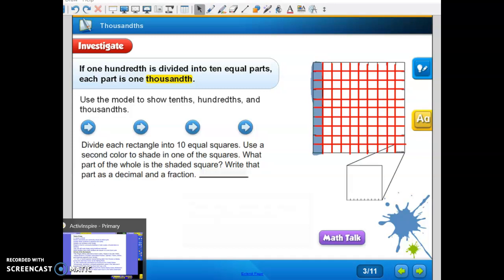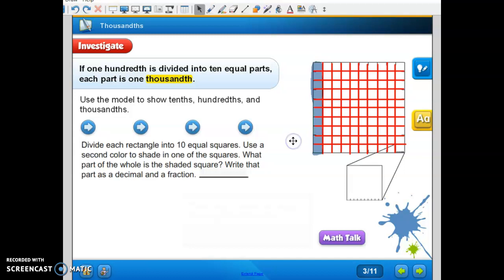Okay, so now you've drawn your lines dividing each rectangle into 10 equal squares. So each one of these rectangles has 10 equal squares. And we're going to shade one square of that in a different color. So then you're going to shade one of the small boxes a different color. It doesn't really matter which box you shade in. Just shade a box a different color.